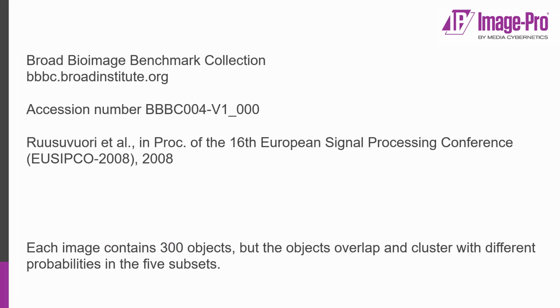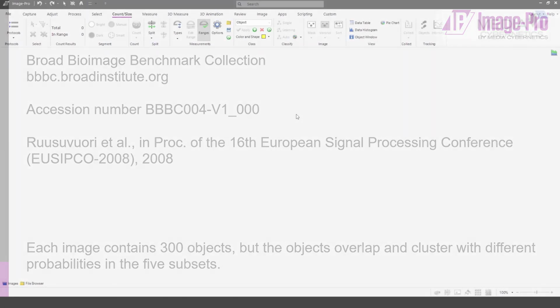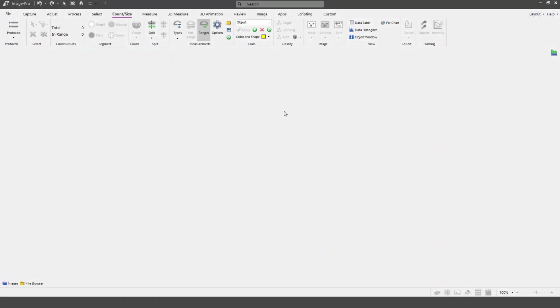The image I'm going to use to demonstrate this is from the Broad Bioimage Benchmark collection, and it has accession number BBBC004V1. These images are composed of 300 synthetic objects. They're bright objects on a dark background, so we're going to measure the percentage area of the image occupied by these bright objects. Let's open the protocol.